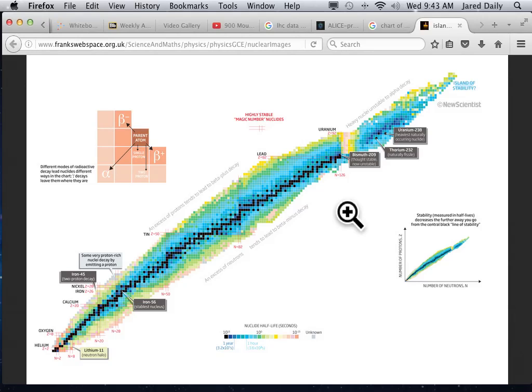These black squares up here represent all of those configurations that are stable. On the x-axis, you have the number of neutrons, I believe. Yes, number of neutrons on your x-axis. On your y-axis, you have number of protons. So we start down here with hydrogen. Hydrogen, helium, lithium, right?